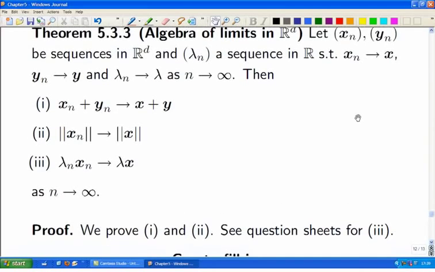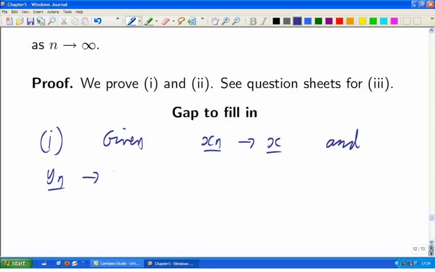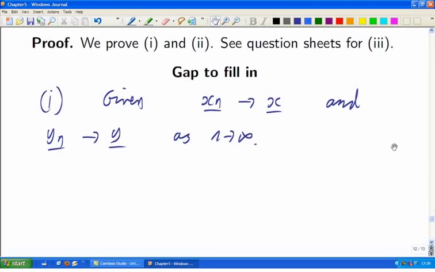So let's note what we've got. We're assuming xn is tending to x and yn is tending to y, and we're going to start by proving that xn plus yn tends to x plus y. We're going to do this all with a triangle inequality. So for one, we're given that xn tends to x and yn tends to y as n tends to infinity. And we're going to use the sandwich rule to help us look at xn plus yn.